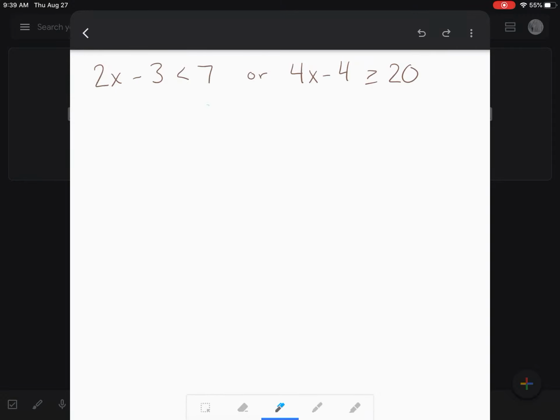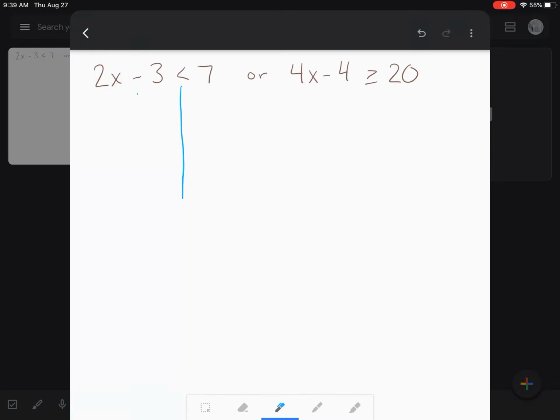I'm going to start over with this one. 2x minus 3 is less than 7. The great part about this is we've already solved inequalities like this. There is no difference between this and what we were doing the other day. So if you like to put your line down the middle, all I have to do is plus 3. Since it's a minus 3, the opposite is plus. And plus 3 over here.